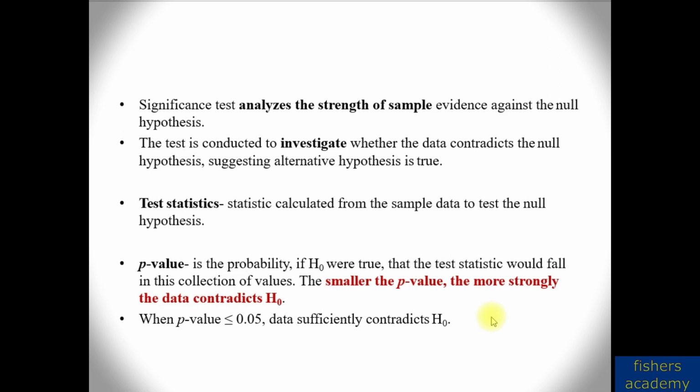Now, in continuation, we have to see the probability value. P value is the probability, if H naught, that is the null hypothesis, were true, that the statistical test would fall in this collection of values. The smaller the p value, the more strongly the data contradicts H naught. When p value is less than or equal to 0.05, the data sufficiently contradicts H naught.